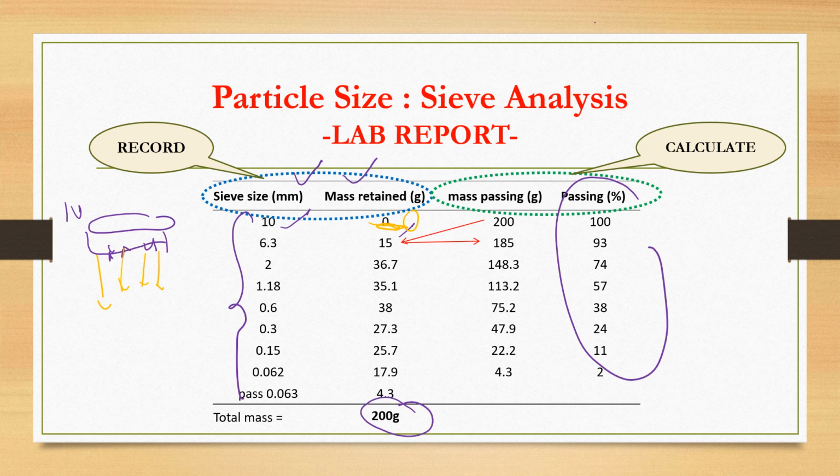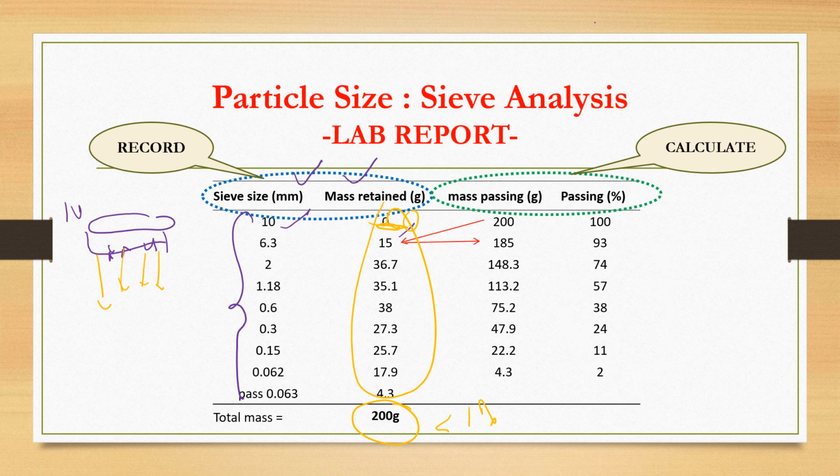When you total up everything here, the difference must not be more than 1%. Initially you put in 200 grams, so make sure you get about 200 grams as well, with the difference less than 1%. If the difference is bigger than that, you need to retest it again. The mass passing and the percentage passing are the ones that you calculate from the data that has been recorded here.